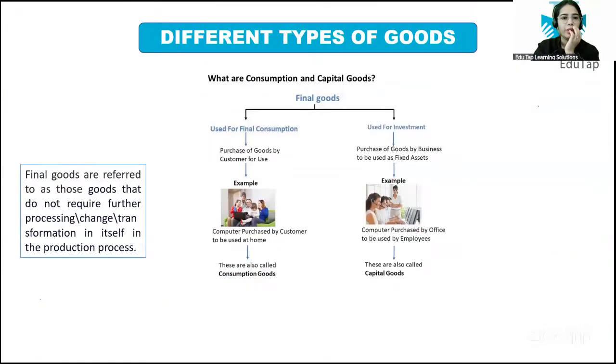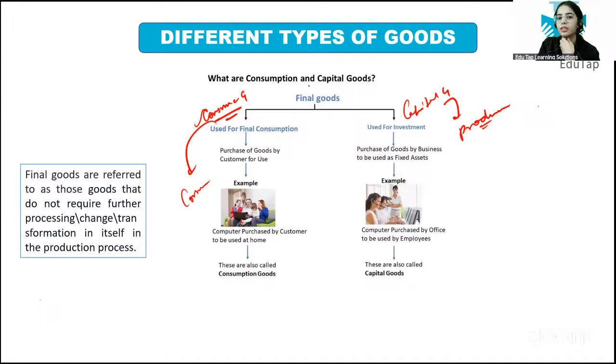Chalo. Now, coming to the final goods. The final goods refer to those goods that do not further transform or change their shape to become another good. So consumer goods as well as capital goods, they both are considered final goods. The consumer goods are considered final goods for consumers. And the capital goods are considered final goods for producers. But they both come under the final goods category.